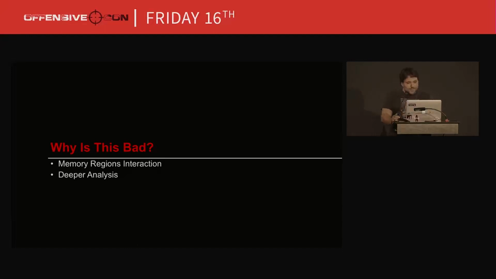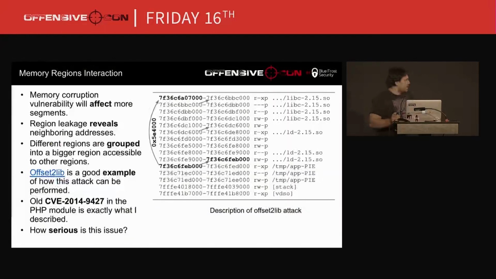Now let's talk about why this is bad. First, as was already mentioned in the offset2lib attack, all the segments are close to each other, which means we can easily compute the offset from one to another. Another point is that if you corrupt something, you may affect neighboring regions. Also, if you leak an address, you can easily compute the addresses of all other segments. We will see later how to do it properly.